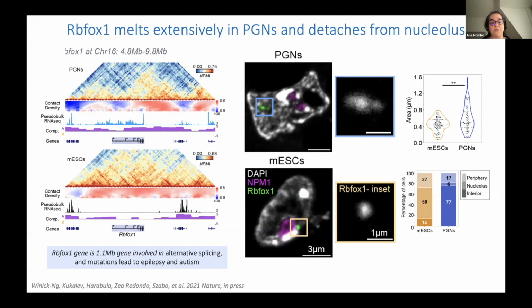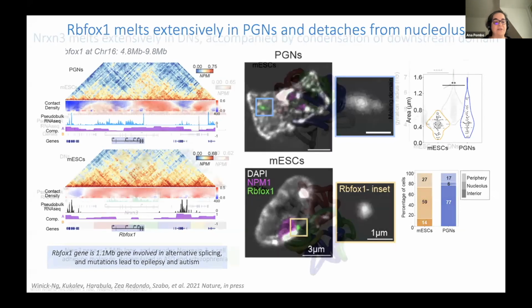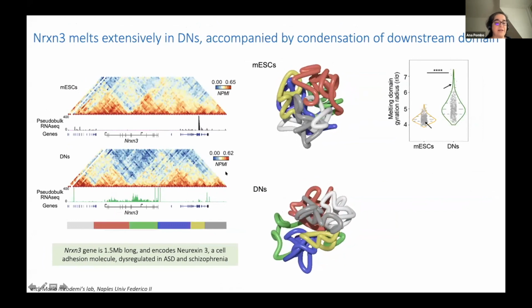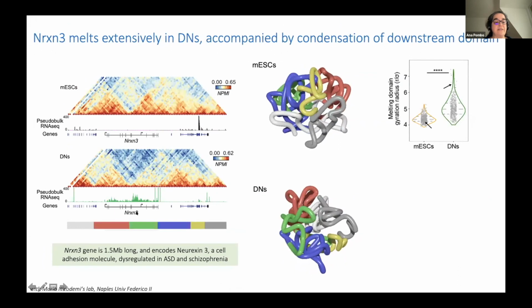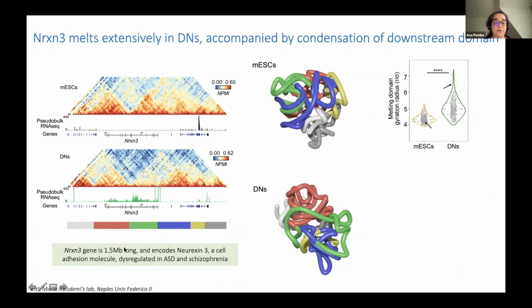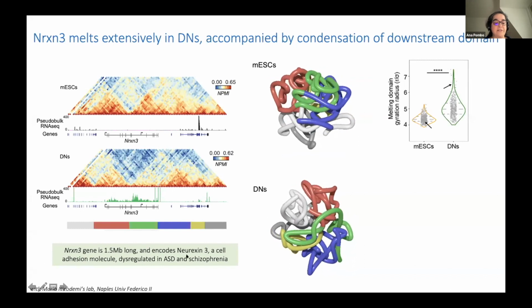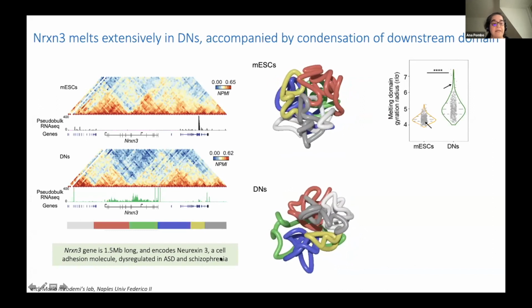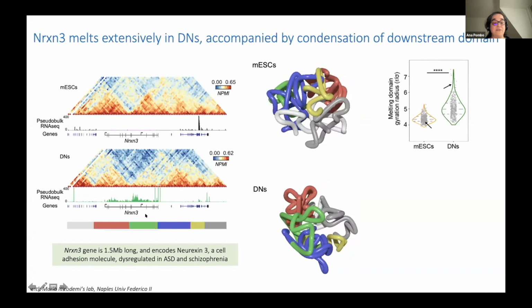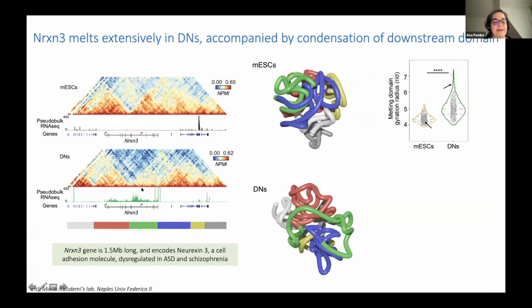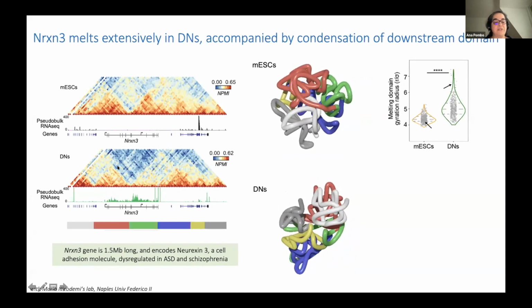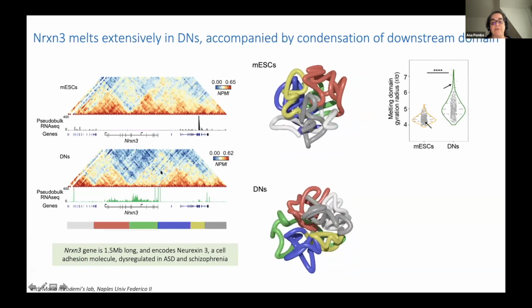Now we took another approach to get a better understanding of how this melting looks in 3D. For this, we collaborated with the lab of Mario Nicodemi. Here we took another example: the neurexin 3 gene, which is again a very long gene, encodes neurexin 3, a cell adhesion molecule which is dysregulated in autism spectrum disorder and schizophrenia. It's also one of the top three most downregulated genes when neurons are treated in vitro with a topoisomerase inhibitor.